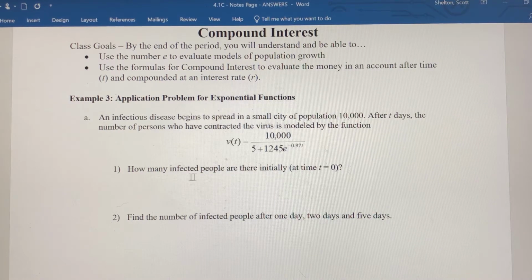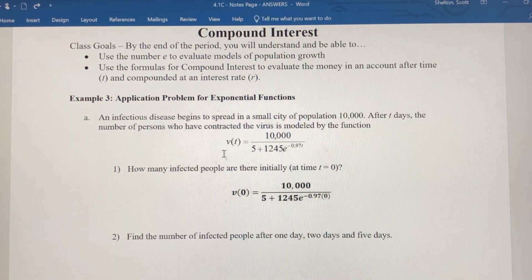So how many people were infected initially, okay? Well, initially means at the beginning of the spread of this disease, okay? Anytime we're talking about the beginning of something, the start time, we're going to say time equals 0. Okay, that's day, that's the first day. Okay, we call it time 0. All right, so we're going to find v of 0.